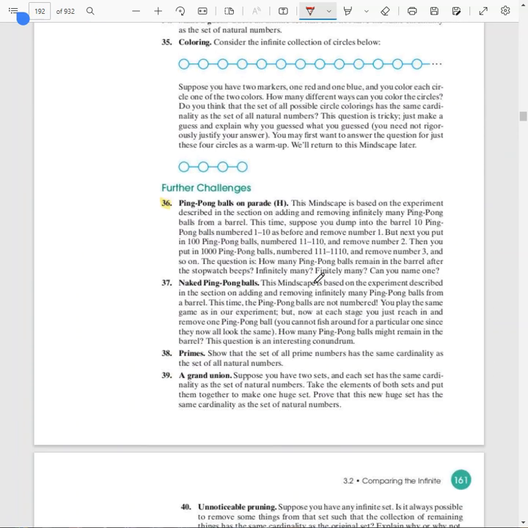And number 36, ping pong balls on parade. This is still major woe territory. I want you to think about it. This time, we're doing 1 through 10, removing number 1. In task 2, we put in the next 100, so 11 through 110. And then we remove ball number 2. And then we put in 1,000 balls and remove ball number 3. We keep doing this for 60 seconds, always half the time, always 10 times as many ping pong balls. And at the end of the time, still no balls in the barrel. It's weird, man. It's weird. It's infinity.